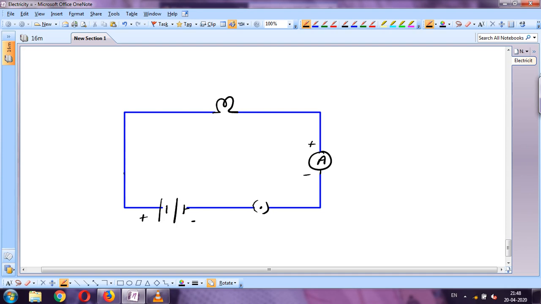Now about the charge which we are talking about here. Suppose the value of this charge is equal to plus 1 coulomb. Still there will be some work done by the battery on this positive charge, right? So whatever work will be done on the positive charge.